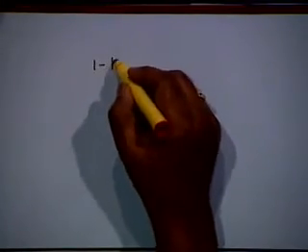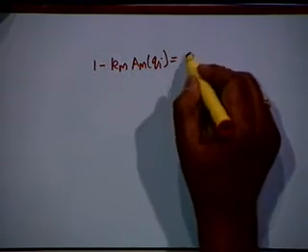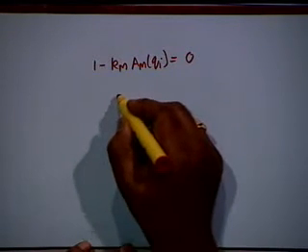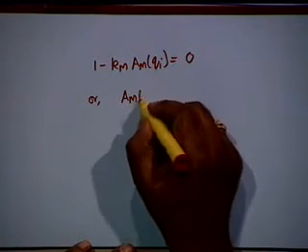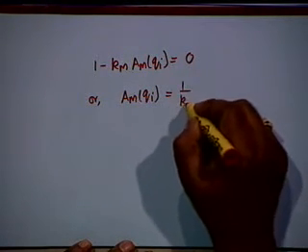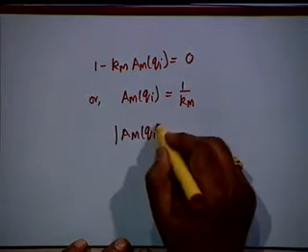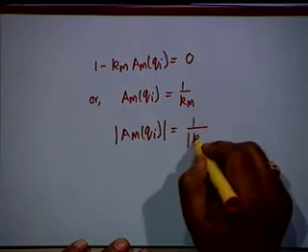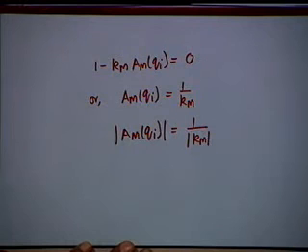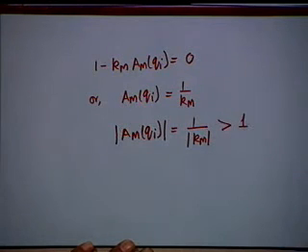That is, 1 minus K_m A_m(q_i) is equal to 0, which shows that A_m(q_i) is equal to 1 by K_m. Therefore, the magnitude of A_m(q_i) is equal to 1 by the magnitude of K_m. K_m could be positive or negative, but K_m squared by hypothesis is less than 1. Therefore, this must be greater than 1.